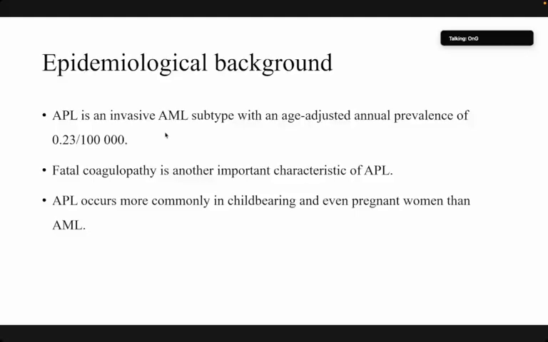So the epidemiological background: APL is an invasive AML subtype with an age-adjusted annual prevalence of 0.23 per 100,000. Fatal coagulopathy is another important characteristic of APL, and APL occurs more commonly in childbearing and even pregnant women than AML.